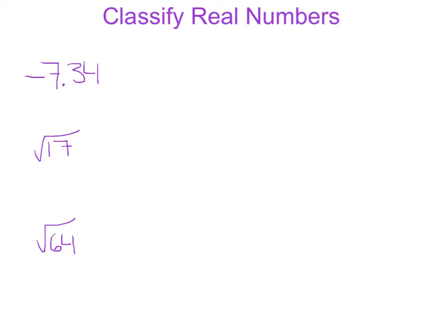Our first example is -7.34. And let's look at the decimal. The decimal is only 2 places, so because our decimal terminates or stops, that means that it is rational. So let's just name it rational and then explain why it's rational, because the decimal stops. It terminates.